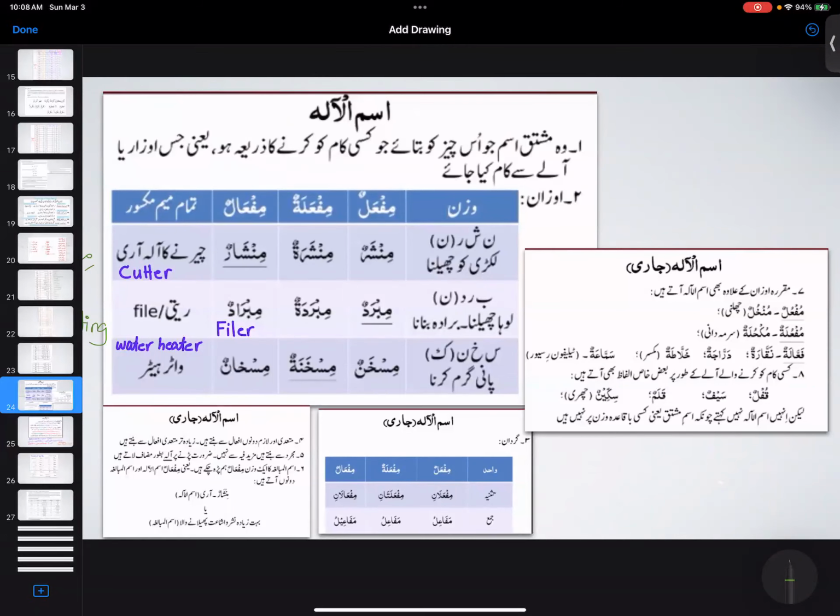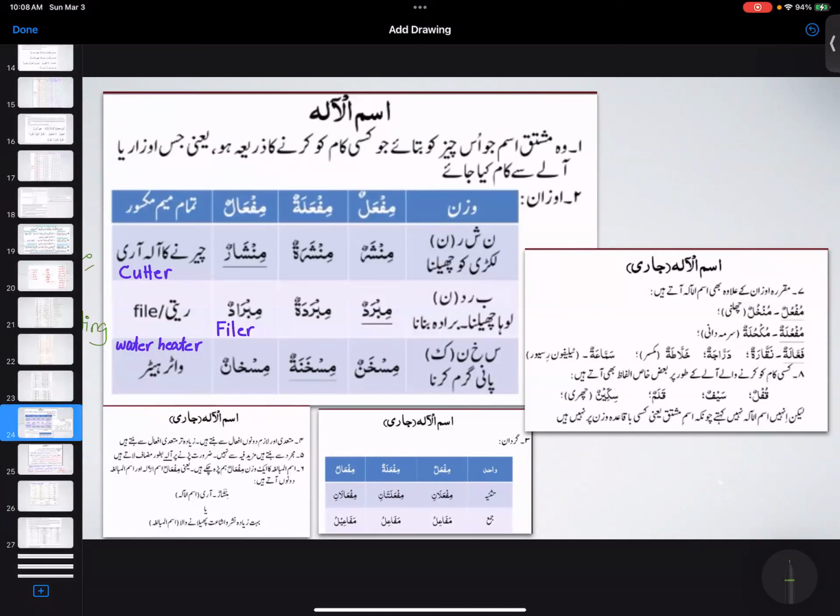Okay, since it is going to be our last class, I don't want to start a new topic. So inshallah, we're gonna continue after the Ramadan break, inshallah. So let's finish these two slides as well. So Ism, we were talking about.